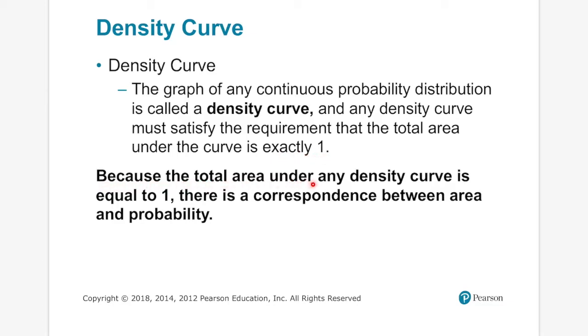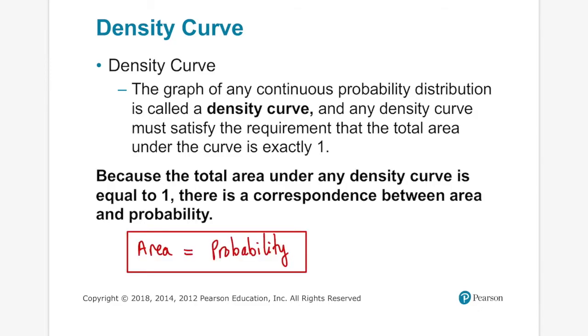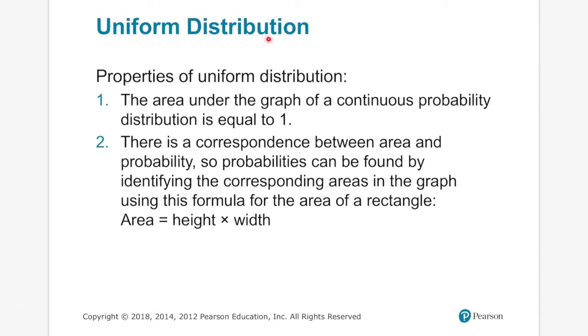Because the total area under the curve of any density curve is equal to 1, there is a correspondence between the area and the probability. Uniform distribution. Properties of uniform distribution. The area under the graph of a continuous probability distribution is equal to 1. There is a correspondence between area and probability, so probabilities can be found by identifying the corresponding areas in the graph using the formula of the area of a rectangle, area equals height times width.